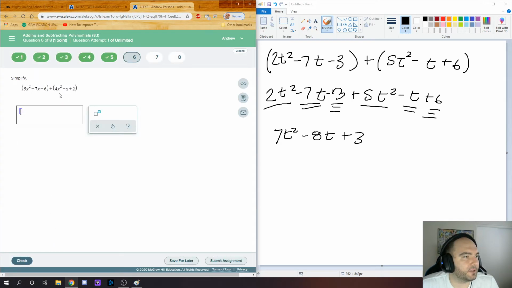we have 5x squared and 4x squared, which is 9x squared. We have negative 7x and negative 1x, which is negative 8x. And we have negative 6 plus 2, which is negative 4.